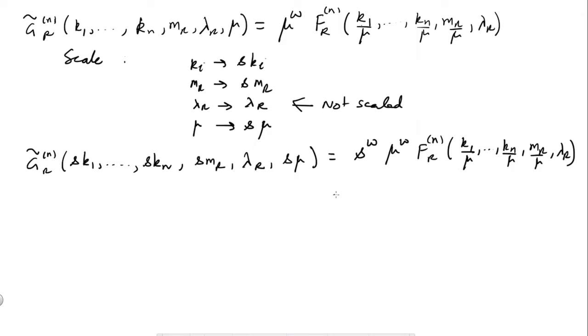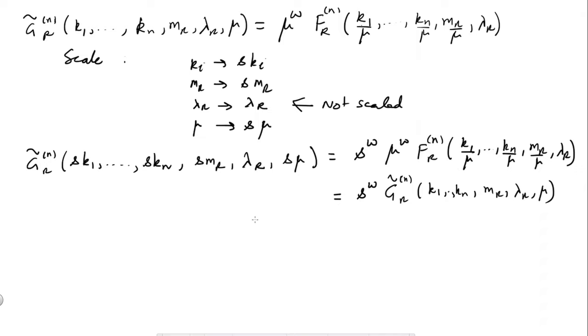So when you change the scale of all these dimensionful objects, what you get is, again, this mu to the omega f_n r, that is g tilde, right? So I will just write for this product, g tilde n r of k1 up to kn and m_r, lambda_r, mu. Okay, so this is how this function behaves under scaling all the dimensionful parameters and momenta. And then the overall factor is just s to the omega. So this thing times s to the omega.